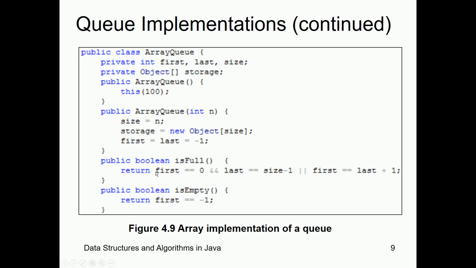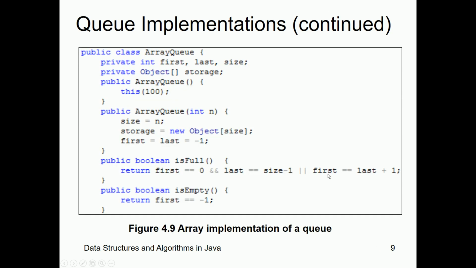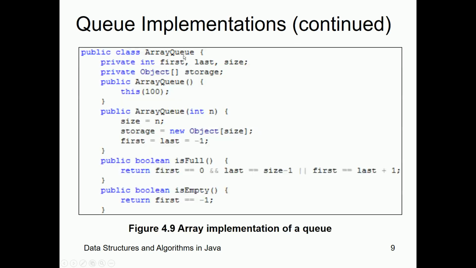And then isFull: that means if the first is equal to 0 and the last is equal to size - 1, which means we're in this situation, or the first is equal to the last plus 1. We're in this situation. So if the first is equal to the last plus 1, or the first is the first index and the last is the last index, then this is how we can say that this is full. If it's empty, that means it's -1, because we're going to change that.